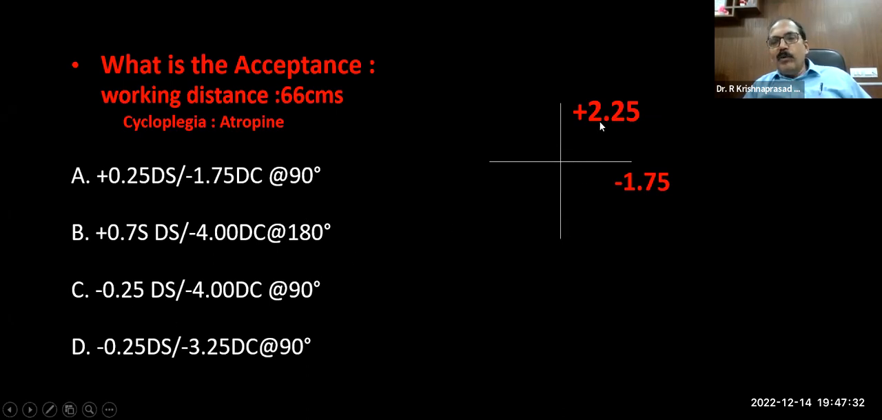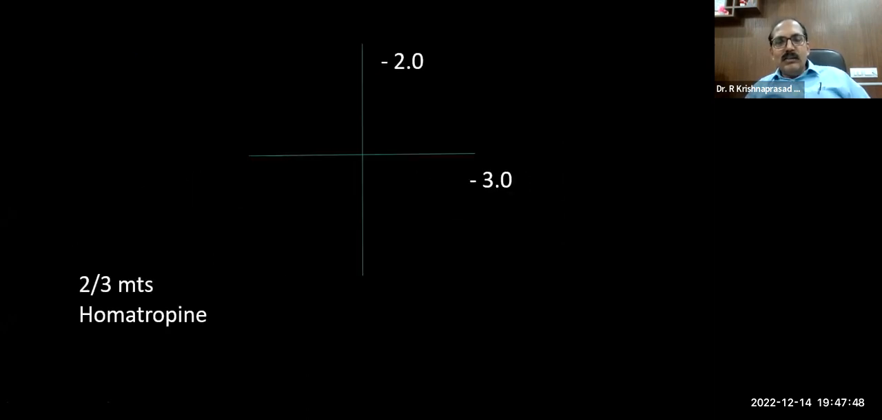And if you go from plus 2.25 to minus 1.75, you have to go towards the negative side around 4 diopters. So it is at 90. So the answer is C, right? So the answer is C. So this is the answer.